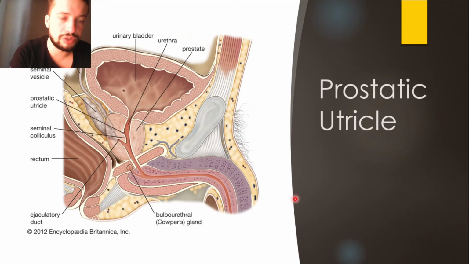Prostatic utricle is a small, blind pouch opening at the verumontanum. It is normally lined by glandular epithelium and has no function. It is considered by some to be the male homologue of the female uterus and vagina.